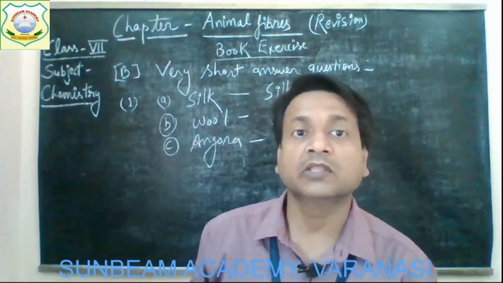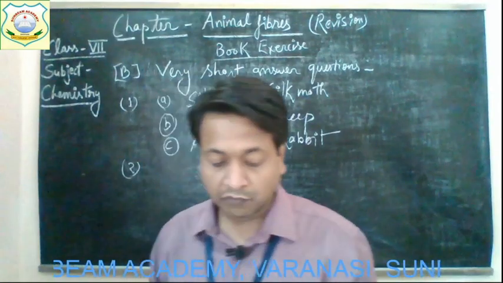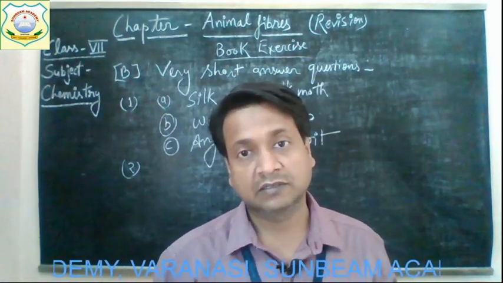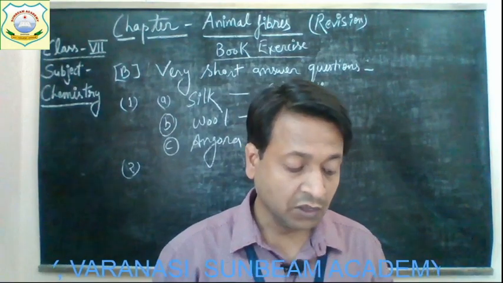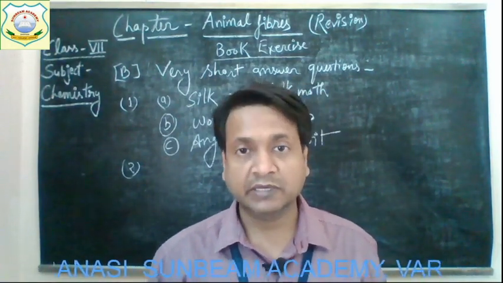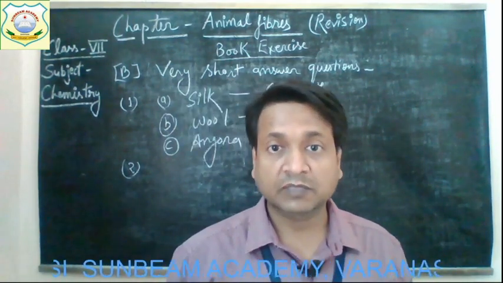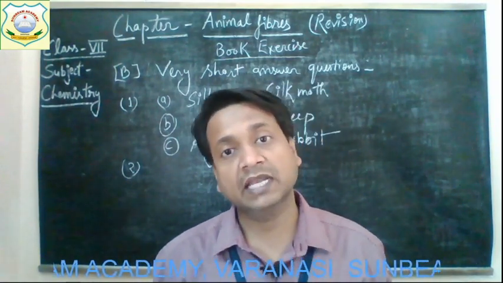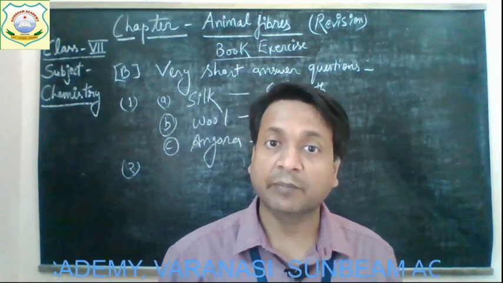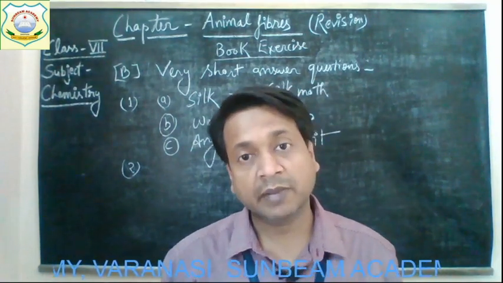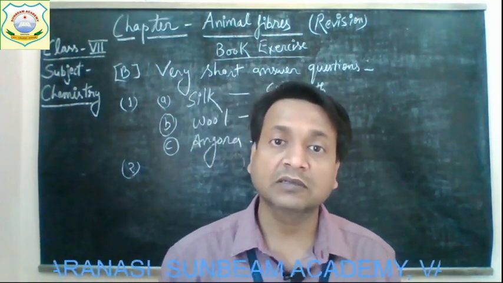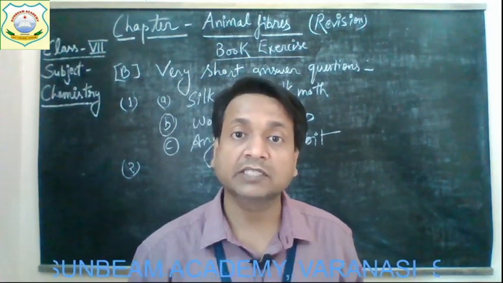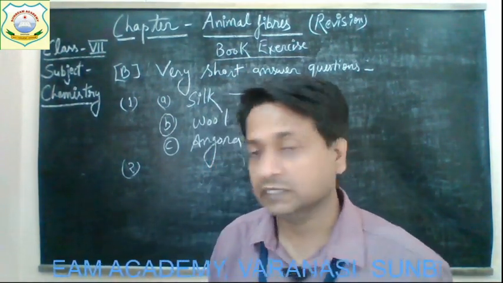Got it? So these are the sources of these fibers. All right, children? Now, question number 2 is: which complex compounds are used to make animal fibers? Once again, I'm going to repeat the question. Which complex compounds are animal fibers made up of? Today I have explained the structural materials, the compounds by which plant fibers as well as animal fibers are made. Cellulose is the compound by which plant fibers are made, and proteins are the compounds by which animal fibers are made. So the correct answer will be proteins.